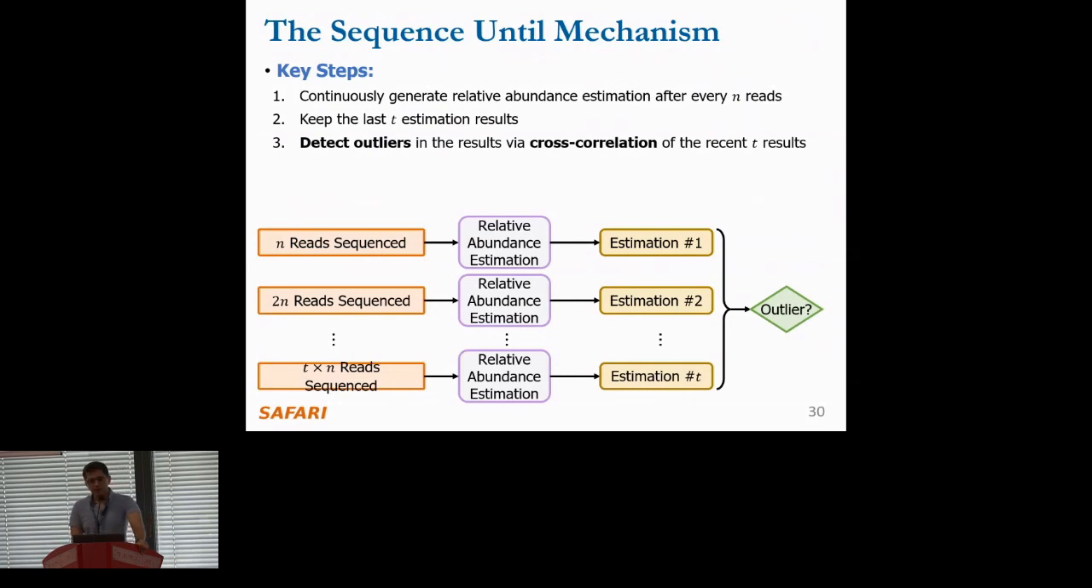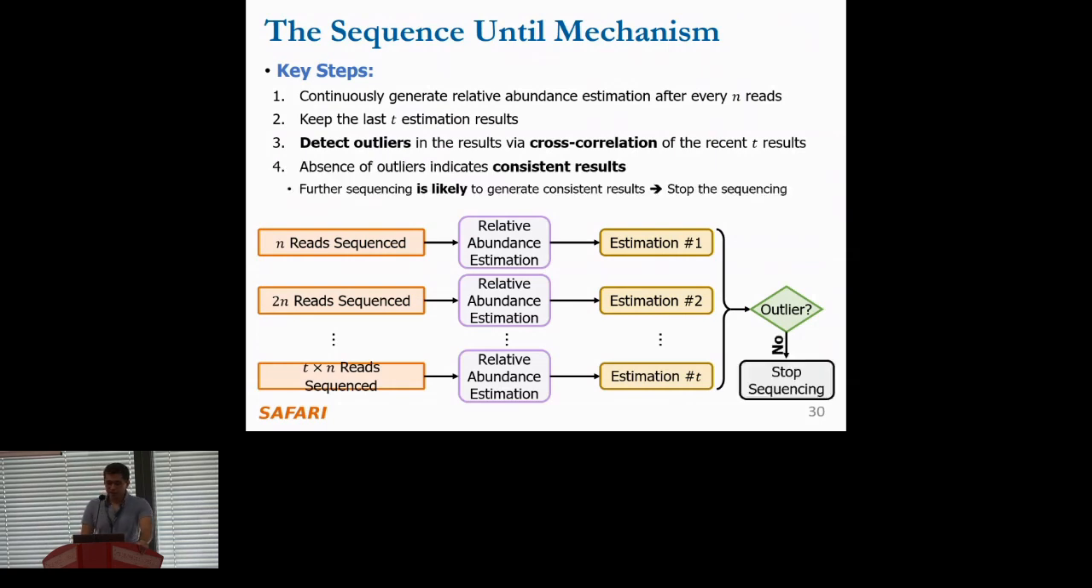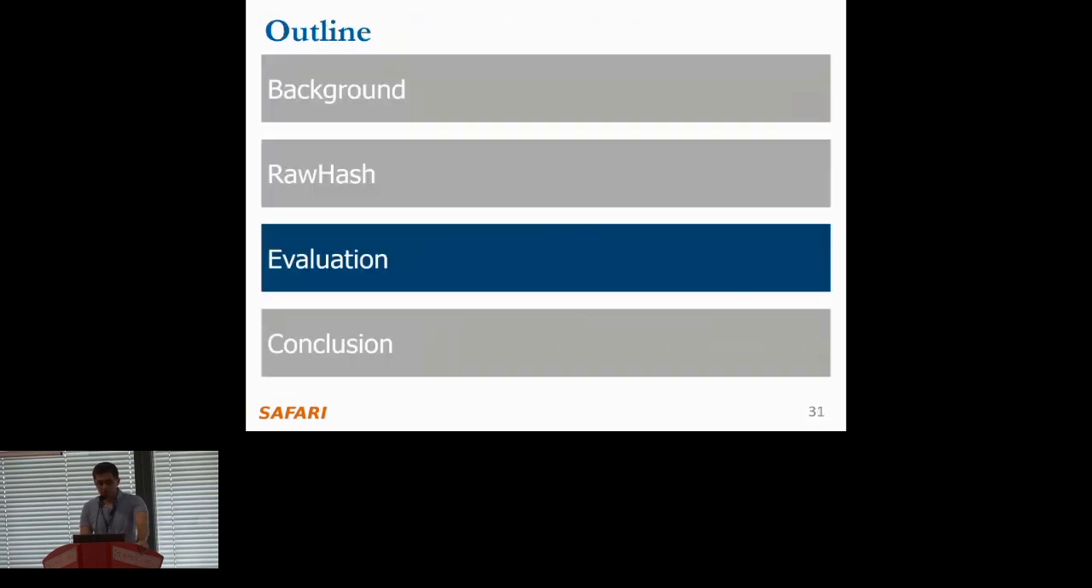So if we find no outliers, it indicates that the recent sequencing of reads could not change the estimation results significantly. In such a scenario, no new significant information is likely to be gained from further sequencing. Therefore, we can make the decision to stop this entire sequencing run. If there's an outlier, we simply keep sequencing as new reads keep changing results.